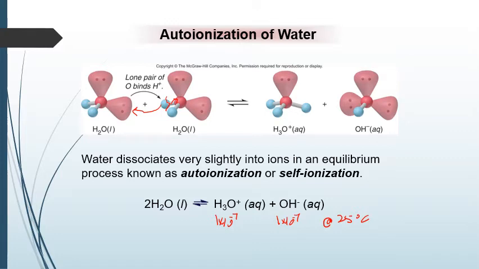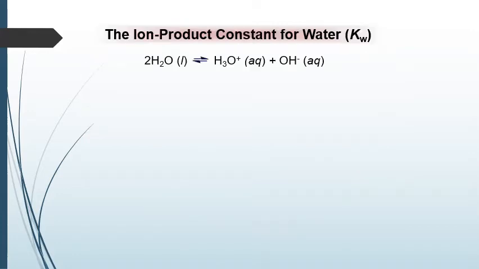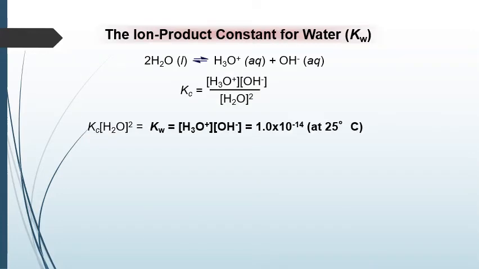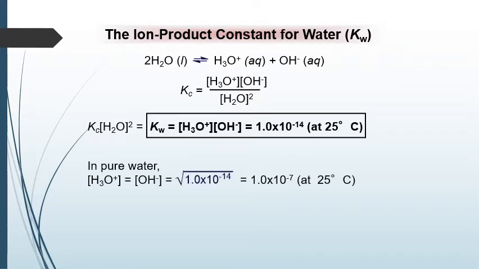If the temperature changes, that value for the K will change as well. It is an endothermic process, so increasing the temperature will cause a greater degree of H3O plus and OH minus to form in solution.